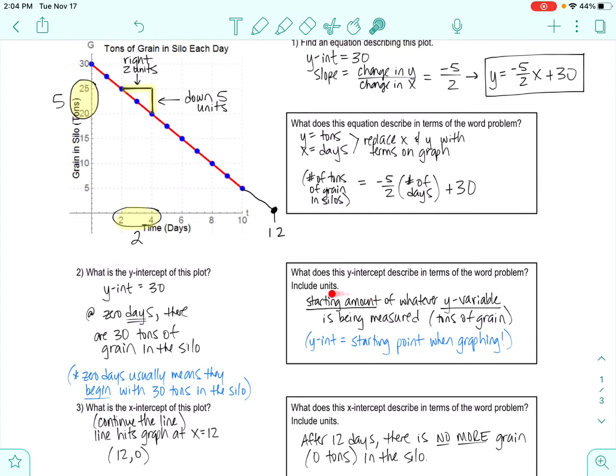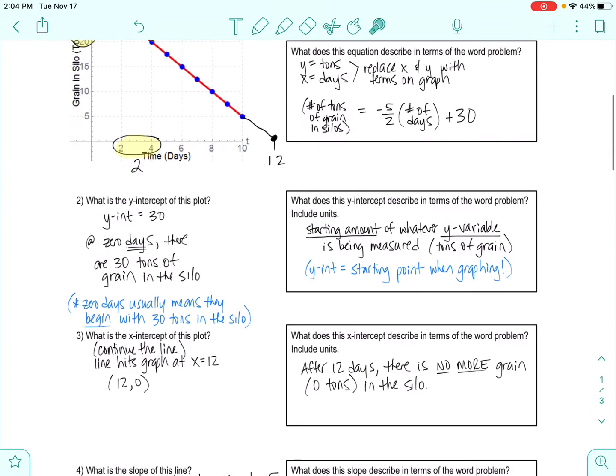It's usually the starting amount. If you see the word initial or starting amount, that is your clue that we're talking y-intercept. What's the x-intercept? I don't know what it is, but you can continue the line. We are going down 5 units and over 2, and down 5 and over 2. So you can figure out that it's 12 right here. What does that mean? He is out of grain. That means that the y value is 0. Remember, the y-axis here is grain, so there is no more grain in the silo after 12 days. He needs to buy some more, or harvest some more, whatever.